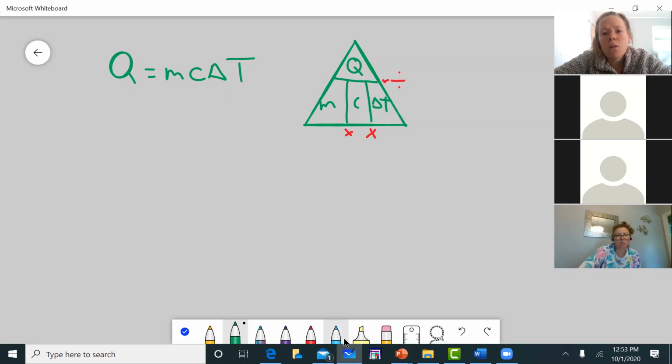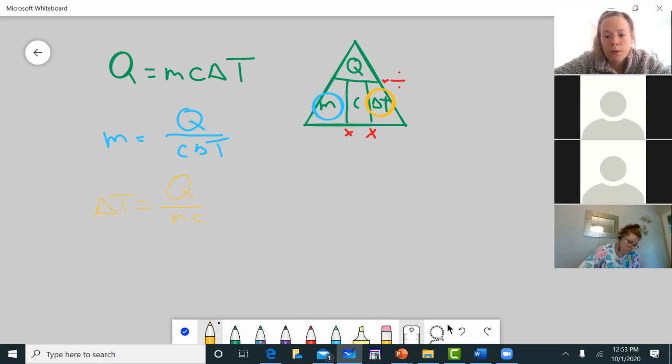Let's say that I wanted to solve for mass. Mass is going to be equal to Q on the top. This is a divider bar, a fraction bar, and then C and delta T will be underneath it. If I want to solve for delta T, delta T is going to equal my Q on the top, and then my mass and my C are on the bottom. So that's a quick way to figure out how to isolate variables if you're having trouble with that.